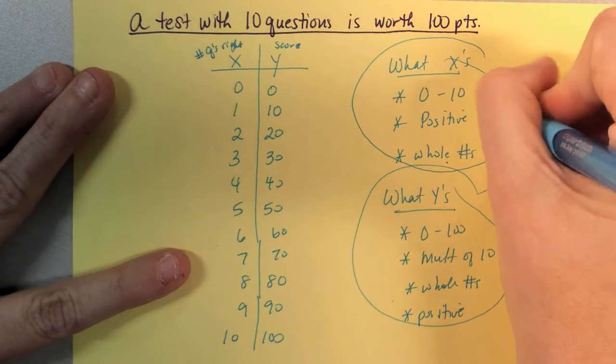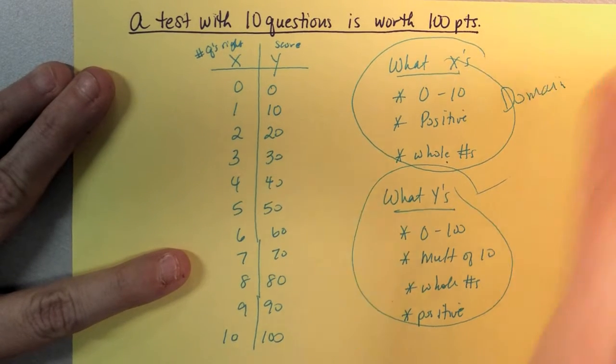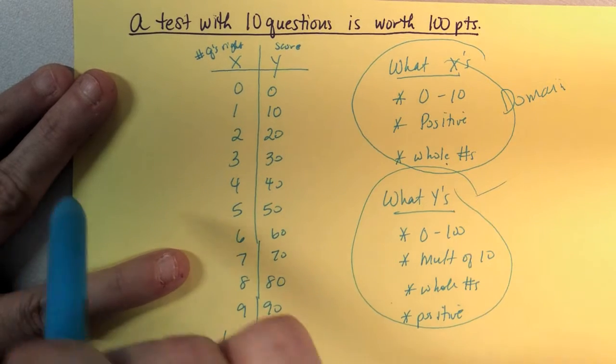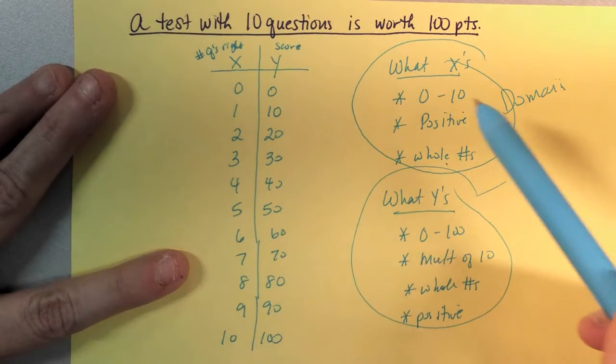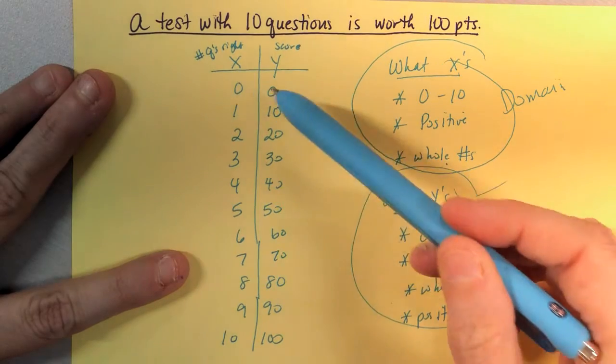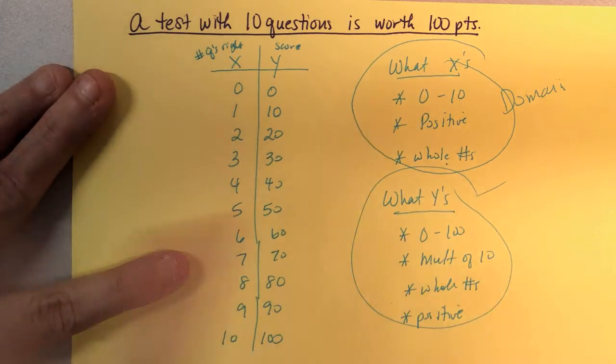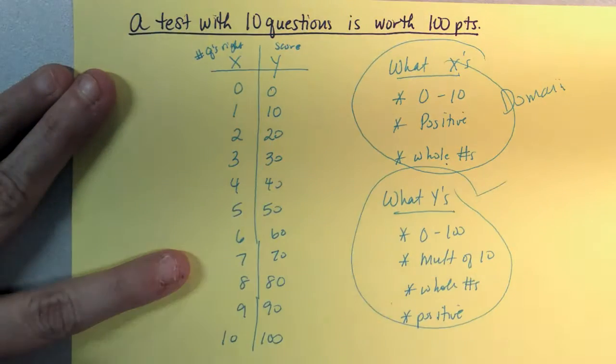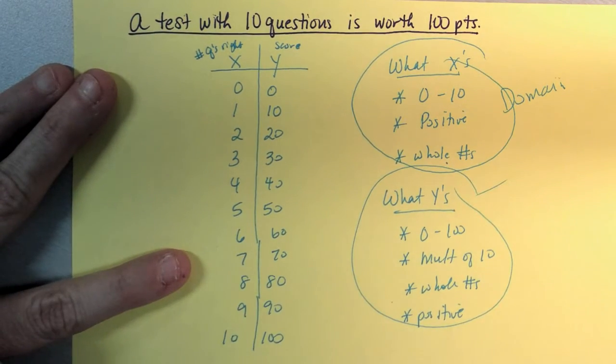Okay? Domain describes what my X values have to look like in this situation. I cannot have anything but positive whole numbers that go from 0 to 10. Those are the only X values that I can have in the situation of a test with 10 questions, no partial credit, worth 100 points.